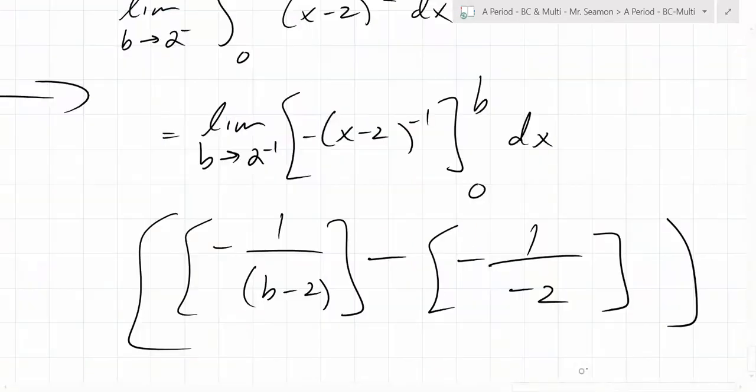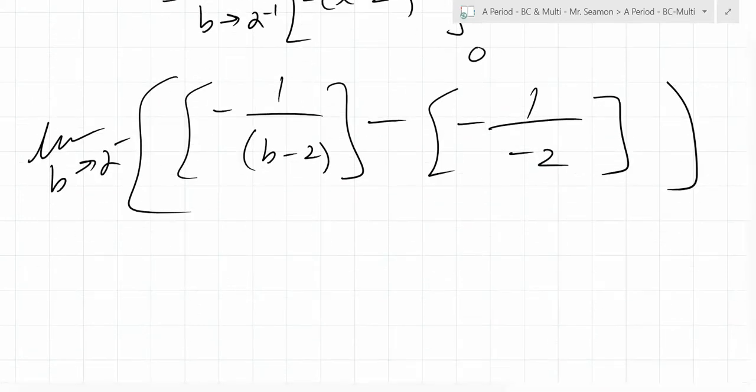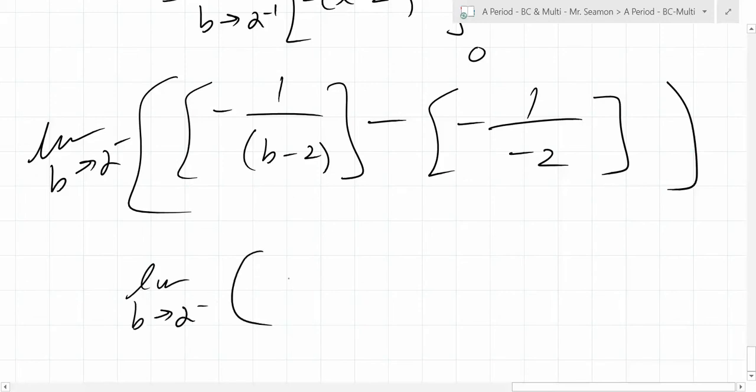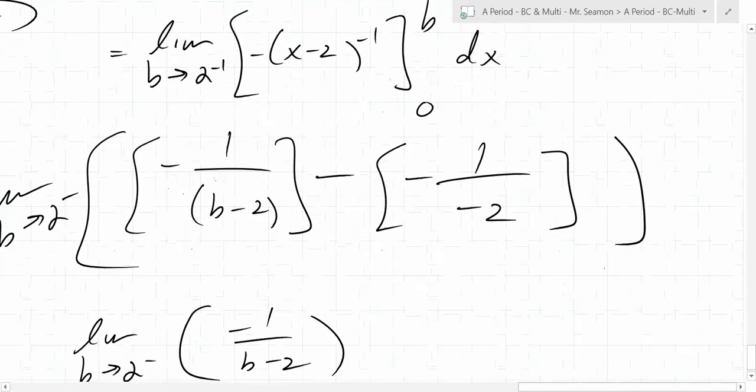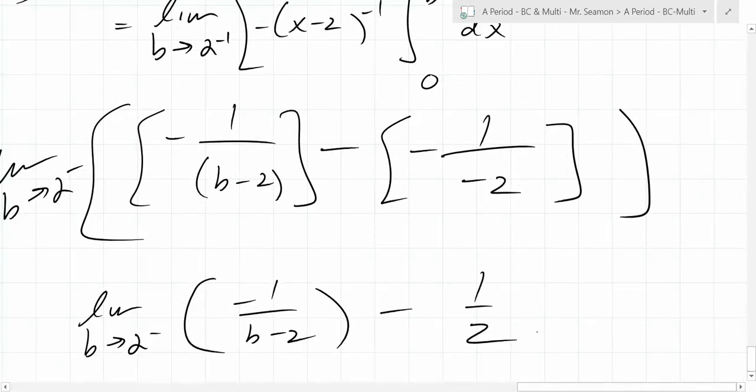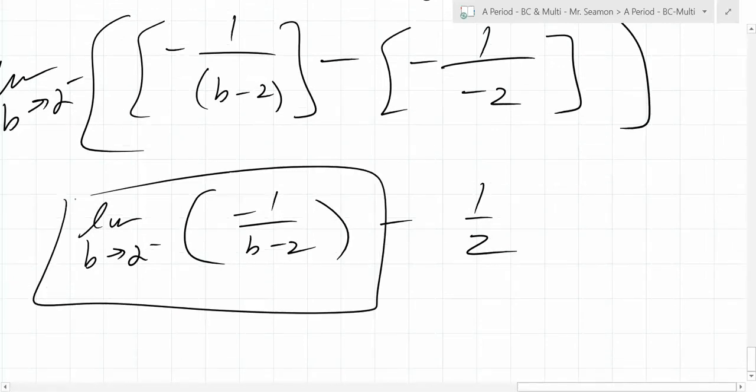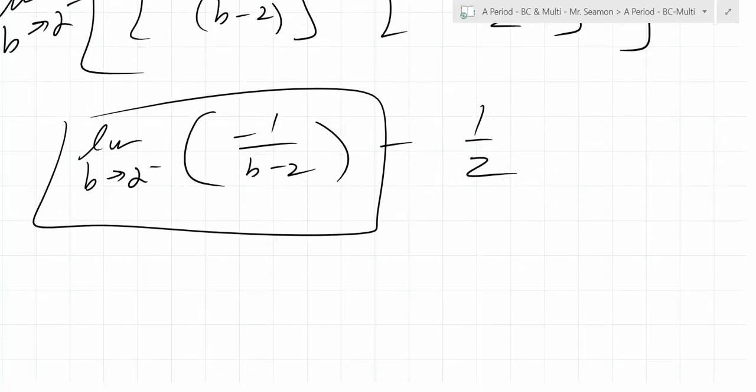Just be careful. B goes to 2 from the left, right? So what do we end up with? We end up with the limit as b goes to 2 from the left of negative 1 over b minus 2, minus a half. So we're really now just concerned with this right here. We've broken this down to investigating what happens as b goes to 2 from the left. What does this go to?